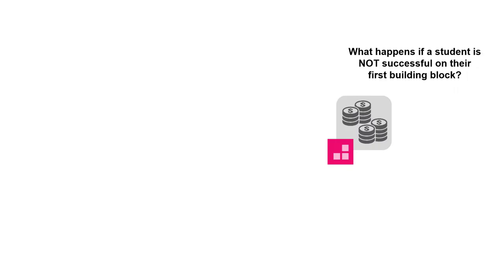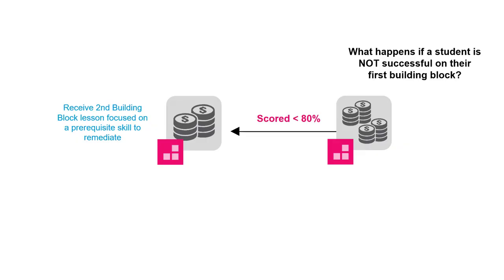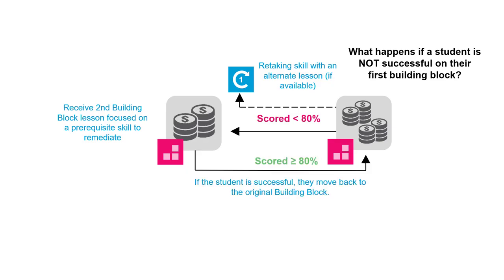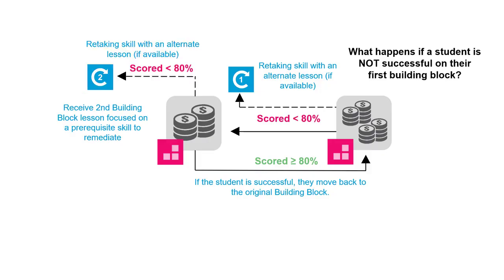If a student is still not successful on the building block or alternate lesson, 2 things could happen. Again, students could receive another building block lesson, or they will receive an alternate lesson if no building block is available. If students are successful, they can move back up to their original building block, and so on. If students are unsuccessful, they'll be given an option to retake that skill using an alternate lesson. Keep in mind, building blocks never dip below 2 prerequisite skills.